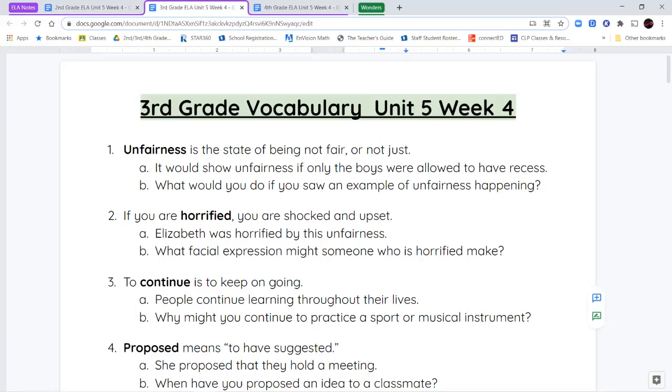Next, we have the word horrified. If you're horrified, you're shocked, you're upset about something that was done that was not right. Next, we have the word continue. Continue means to keep going.